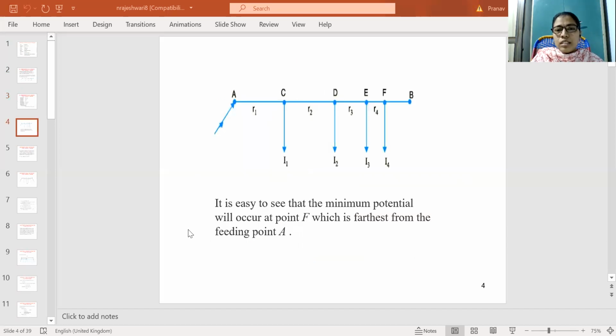It is easy to see that the minimum potential will occur at point F, which is farthest from the feeding point A. So here the voltage is minimum, or the voltage drop is maximum, and the minimum potential will occur at this point F. That is, R4 into I4 is the voltage drop across the last section, and the minimum potential appears at point F.